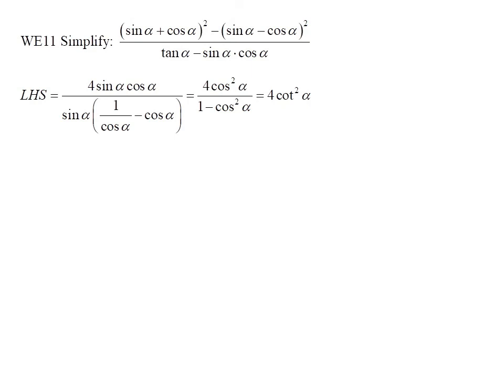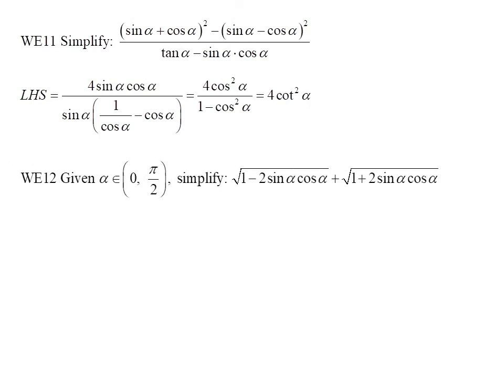There is a common factor sine alpha between the two terms in the denominator. After taking out the common factor sine alpha, the denominator equals sine alpha multiplied by the result of the reciprocal of cosine alpha minus cosine alpha. Hence, the original expression equals 4 cosine squared alpha over the result of 1 minus cosine squared alpha, which is further simplified to 4 cotangent squared alpha.